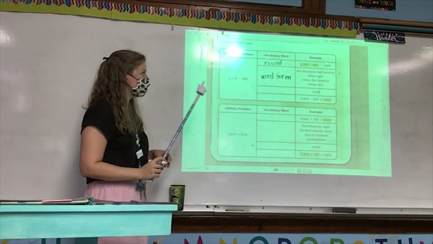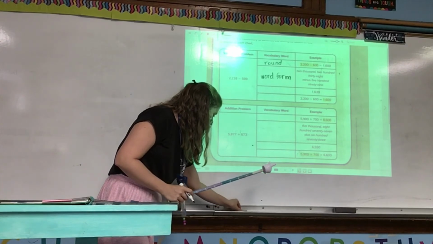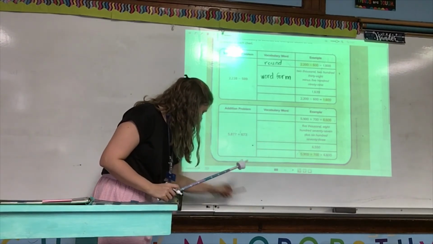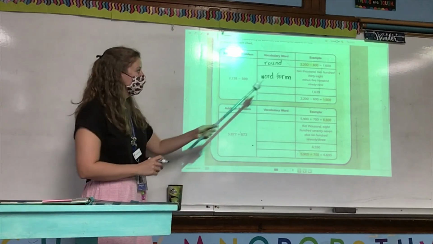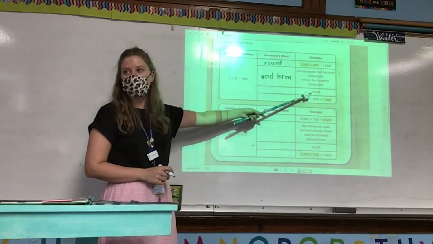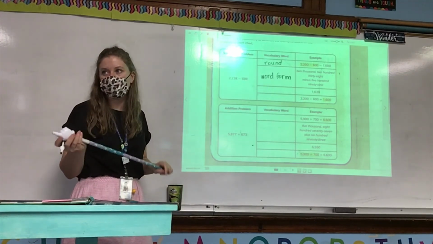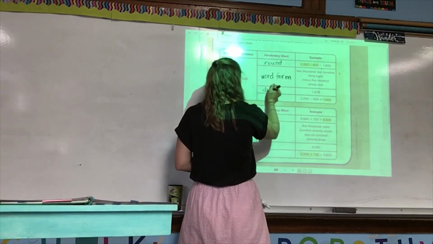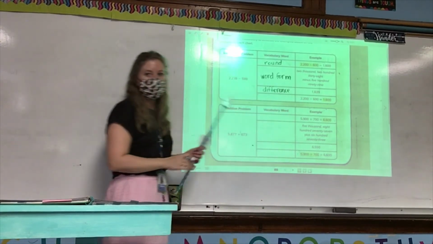Next, we have 1,639. This is an example of what vocabulary word? Ethan. 1,639 is an example of which vocabulary word? We know it can't be round or word form because we already used it. Difference. Confidence. Why does the word difference work there?